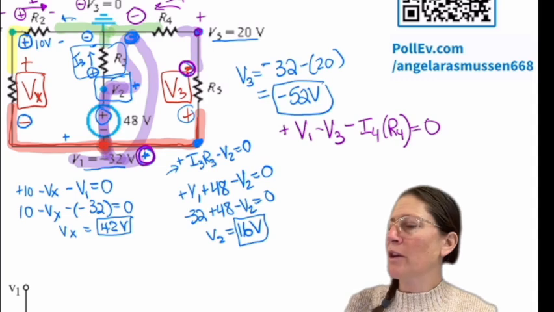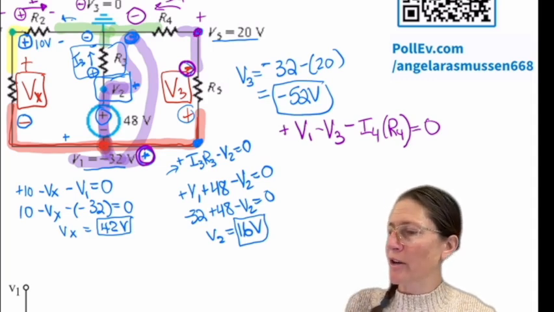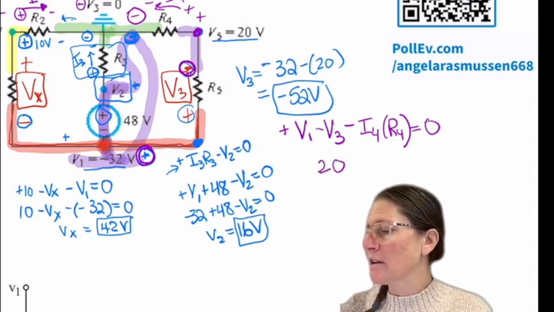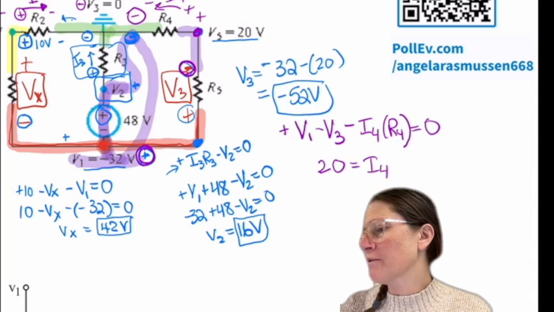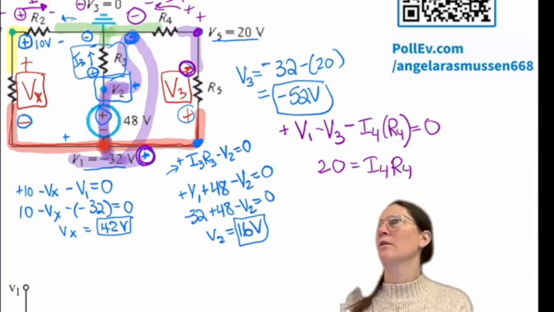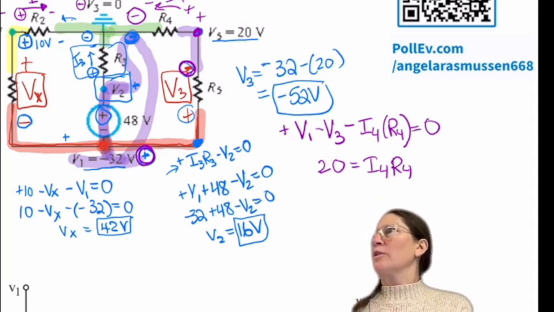But you know that that node that is also there is 20, so you know that 20 is equal to I4 R4. Does that make sense?